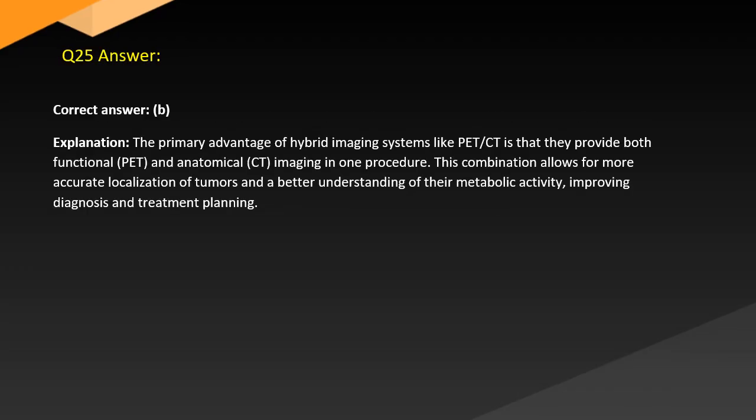Answer. Correct answer, B. Explanation. The primary advantage of hybrid imaging systems like PET/CT is that they provide both functional PET and anatomical CT imaging in one procedure. This combination allows for more accurate localization of tumors and a better understanding of their metabolic activity, improving diagnosis and treatment planning.